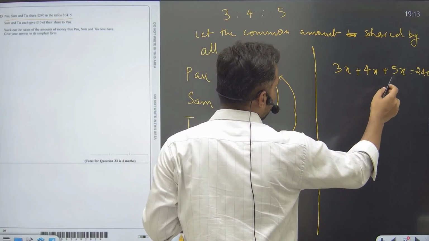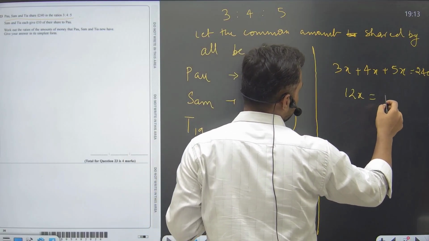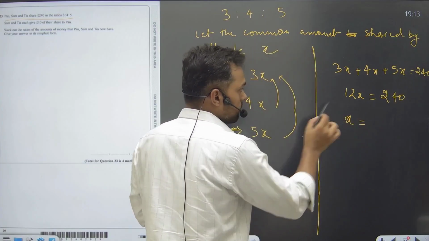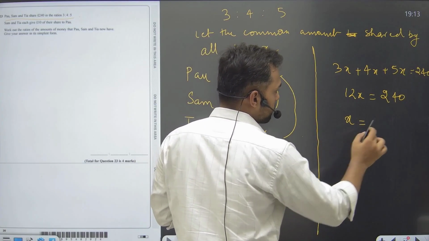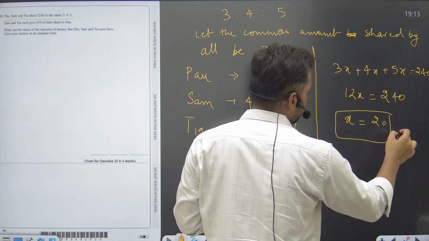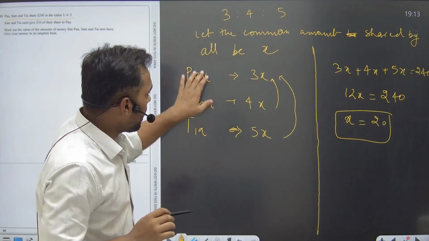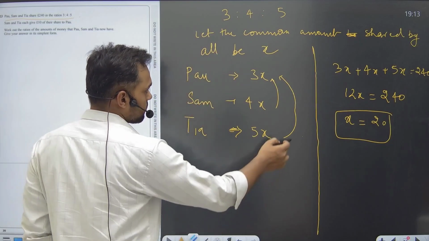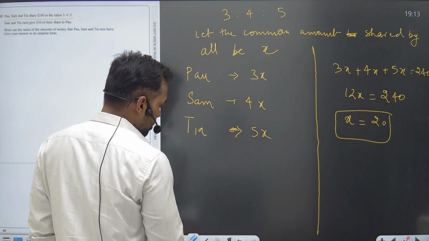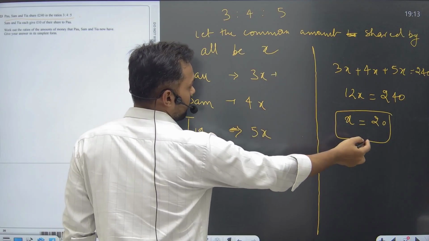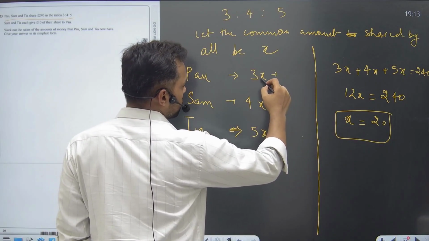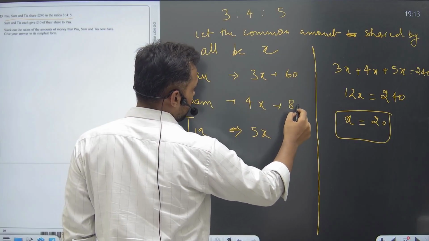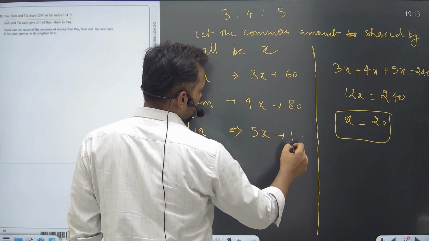So it will be 7 plus 5, that is equal to 12x = 240. We need to cross multiply, means we need to take this 12 to the denominator side, you will get 20. So this is the value of x. Now I have already written the share of Pao, that is 3x. So the original amount will be, plugging the value of x here, 3 cross 20, that will be equal to 60. Similarly 4 cross 20, that will be equal to 80, and 5 cross 20, that will be equal to 100.